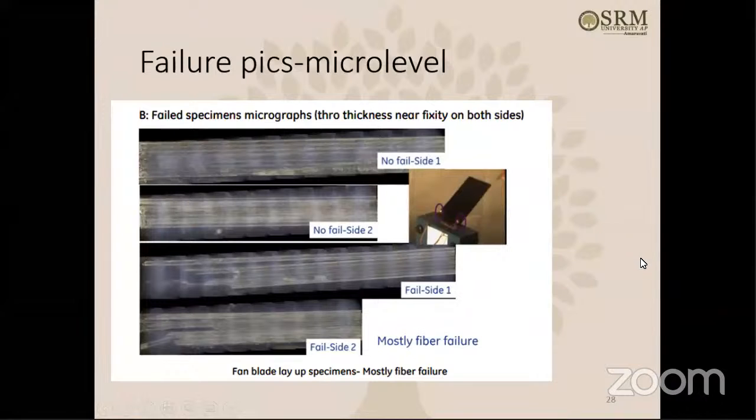Then we take the failed specimens and polish them up to see how they are failing. As you can see, some specimens did not fail. So we polished them up, and we saw there is no failure observed there, no interlaminar failure or fiber breaking, nothing. Side one, side two, nothing. Then when the specimen fails, you can see the fibers are breaking here. The fibers are breaking here also. If you polish it up and see, you can see actually fibers are breaking here.